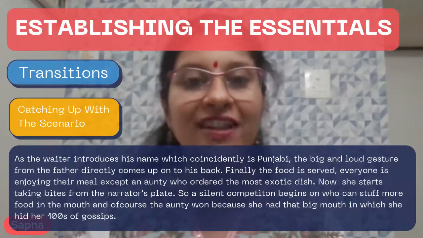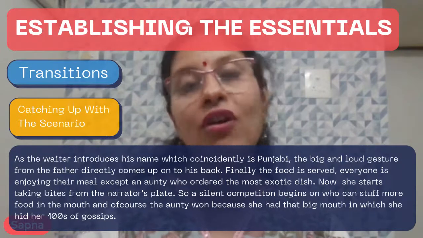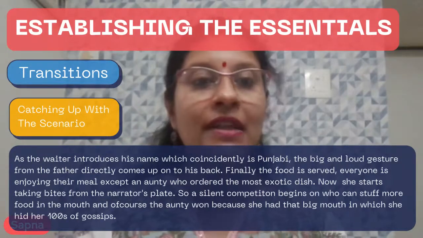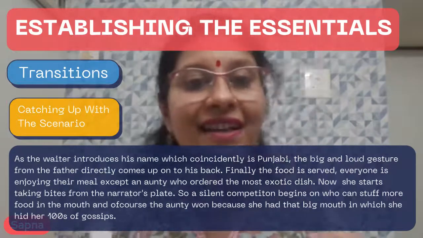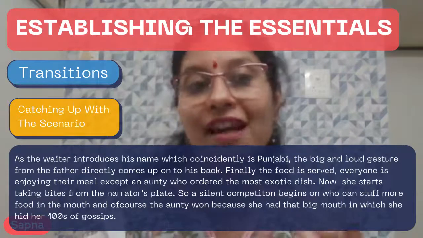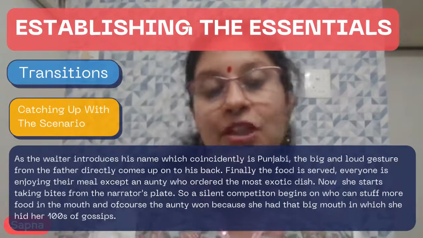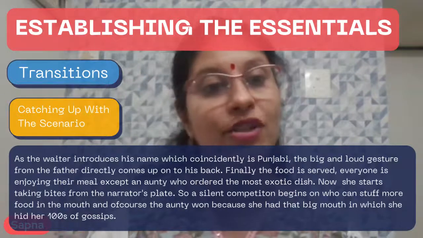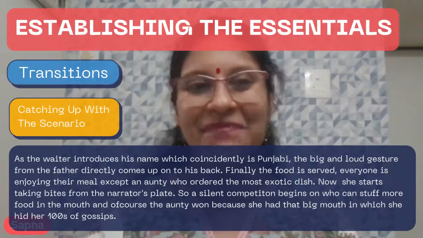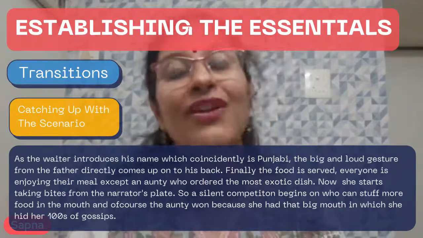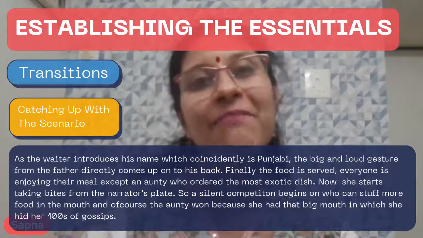Finally, the food is served. Everyone is enjoying their meals except an auntie who ordered the most exotic dish. Now she starts taking bites from the narrator's plate. So a silent competition begins on who can stuff more food inside their mouth. And of course, the auntie won because she had that big mouth in which she hid hundreds of gossips, right?